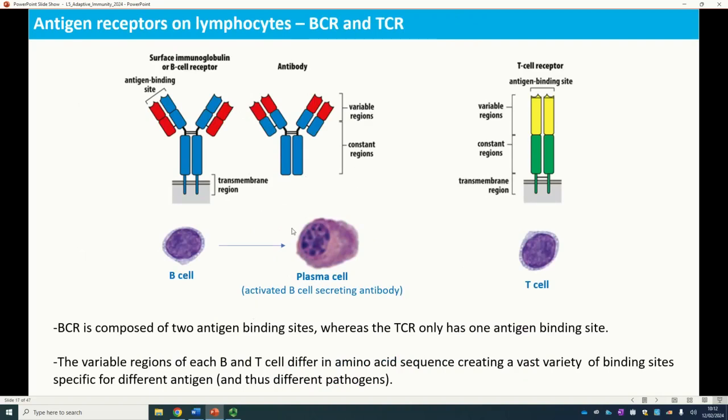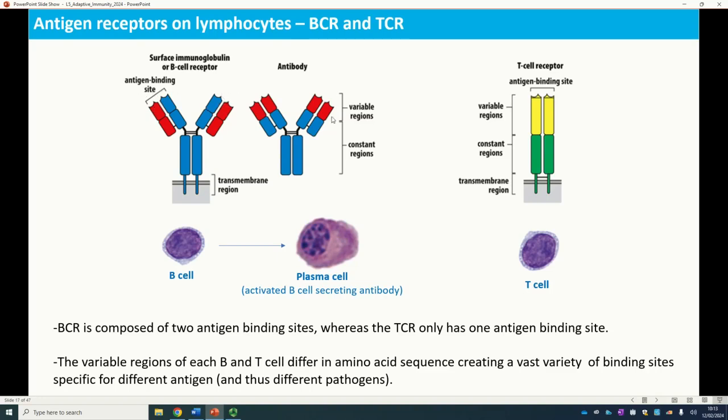Just comparing them in a little bit more detail. Obviously we have a B cell here. It's got its membrane-bound immunoglobulin. If it becomes activated and differentiates into a plasma cell, which is obviously there to secrete antibody, we will get secretion of antibody, again exactly the same as the membrane-bound BCR. Also, you'll notice that the B cell receptor has two antigen binding sites: one on this arm of the antibody and one on the other arm.